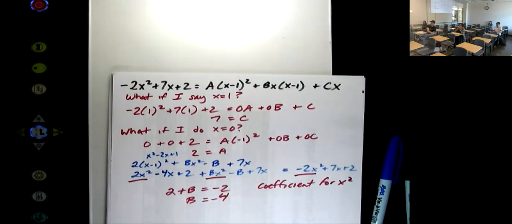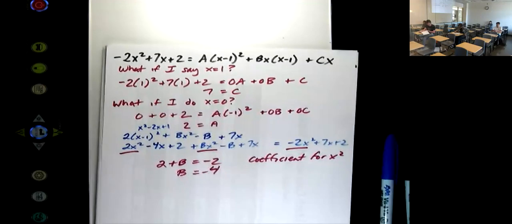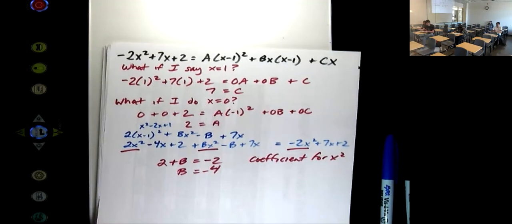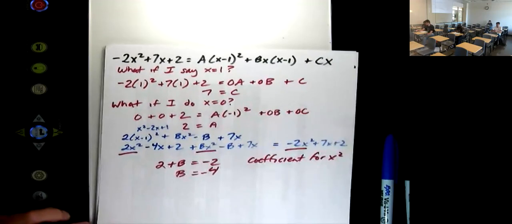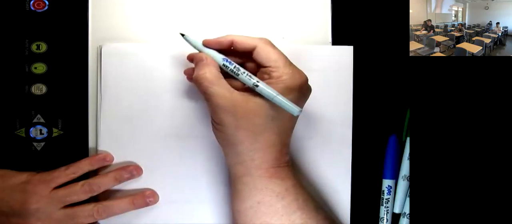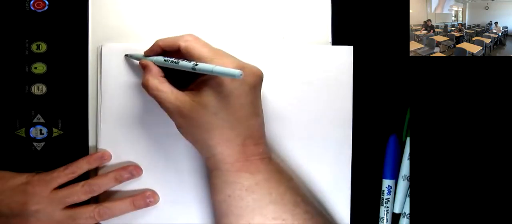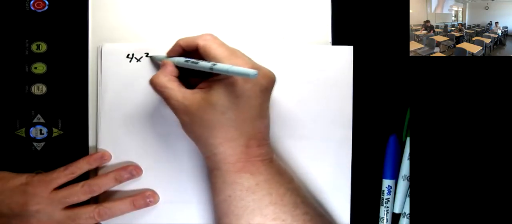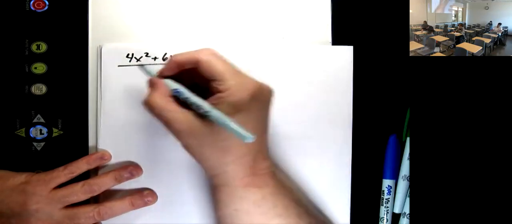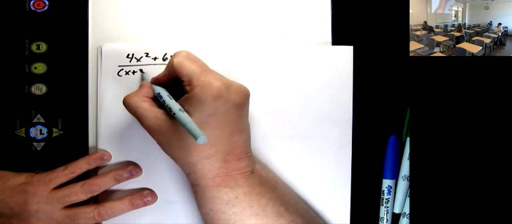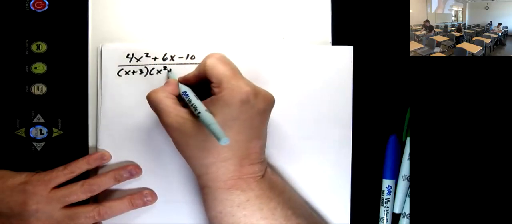This might be easier with another example. Let's do another example. You guys ready for more? Let's do 4x squared plus 6x minus 10 over x plus 3 times x squared plus x plus 2.